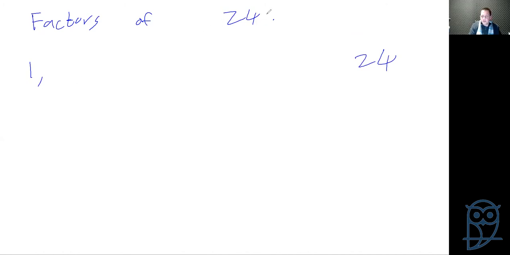What about 2? Does 2 go into 24? Yes. Do we stop there? No, because we know that 2 is part of a factor pair. 2 times what gives 24? 2 times 12. What about 3? Does 3 go into 24? Yes. What do I multiply 3 by to get 24? I multiply it by 8.